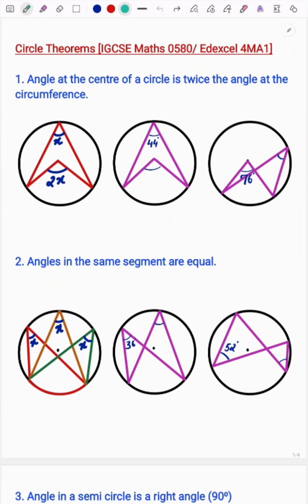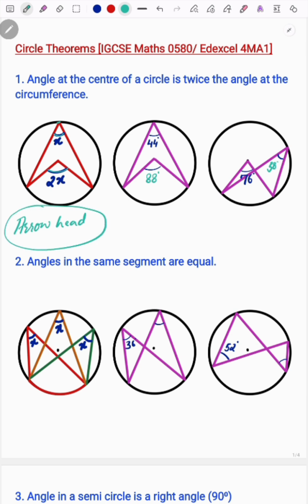So it's basic. Whenever you see an arrowhead, the point on the circumference here will be x, then at the center in the same segment will be double of it. Example 1, if it is 44, here it will be double of it, 88 degrees. Example 2, if the angle at the center is 76 degrees, the angle at the circumference will be half of 76, that's 38. It's very simple, and the hint is it looks like an arrowhead.